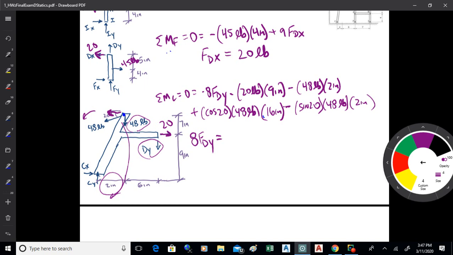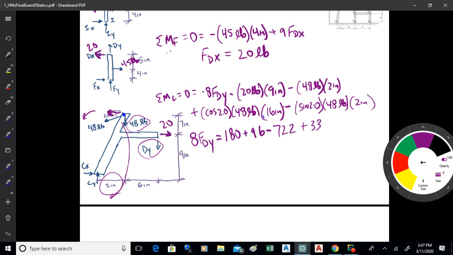Okay, so that's what went on there. I think some of you might have a sign error on that. It looks like we're going to get 180 plus 96 minus whatever cosine 20 times 48 times 16 is. Cosine times 48 times 16, 722. And then plus whatever sine of 20 is, times 48 times 2. It's 33. So I think I'm okay with those numbers.